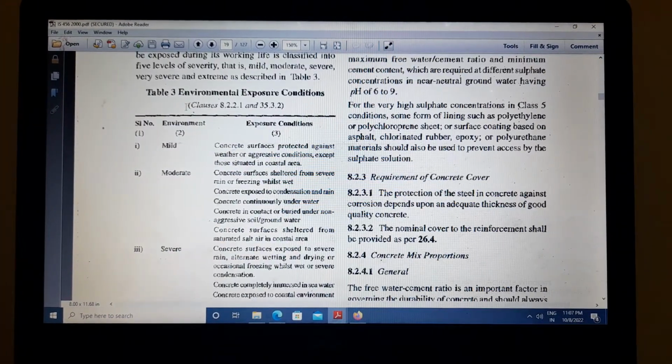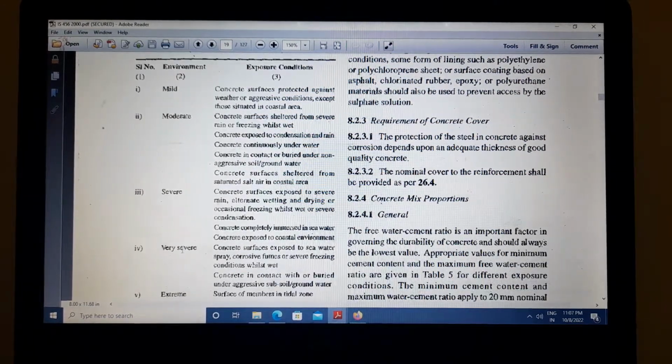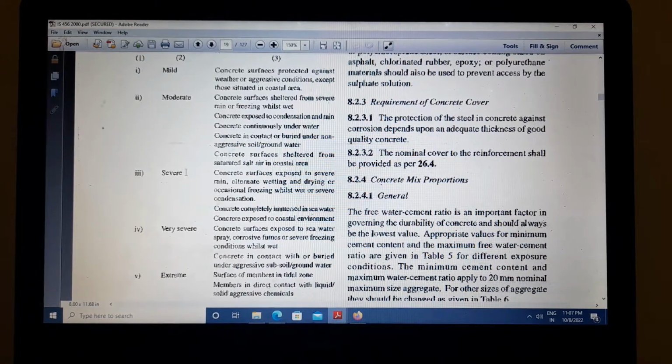You can see here the table 3 of IS 456. There are different types of exposure conditions: mild, moderate, severe, very severe and extreme. In our current illustrative example, the condition is severe. You can see the description of the severe condition: concrete surface exposed to severe rain, alternate wetting and drying or occasional freezing, wet or severe condensation. Concrete completely immersed in seawater, concrete exposed to coastal erosion. When the structure is fulfilling this condition, then we consider it as a severe condition, and you can go through the remaining conditions also, that is mild, moderate, very severe and extreme.